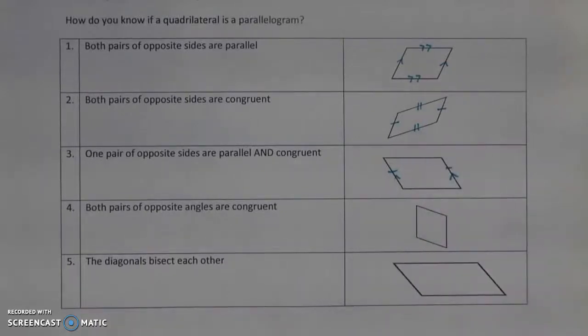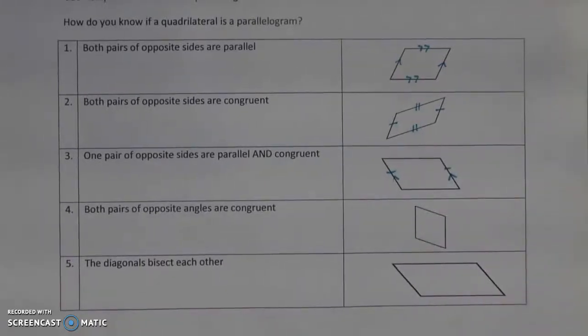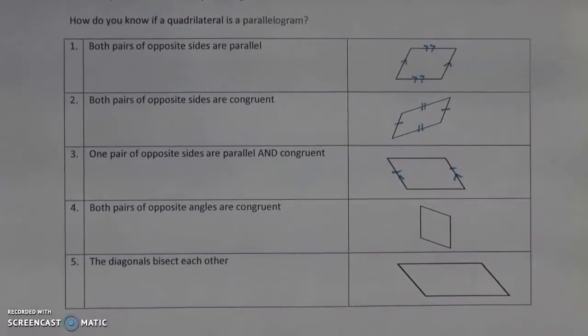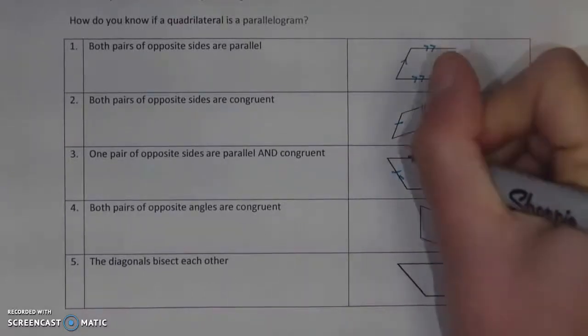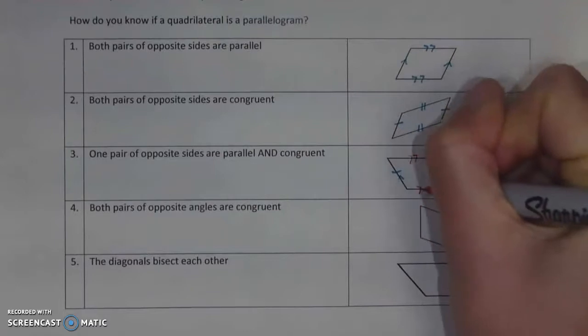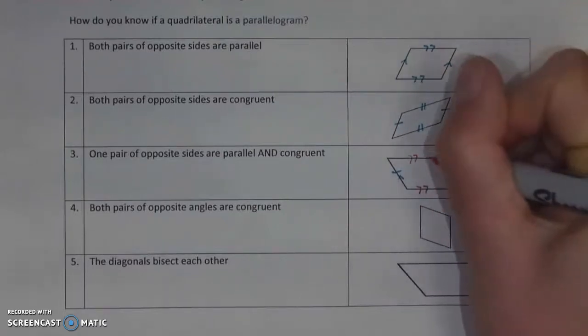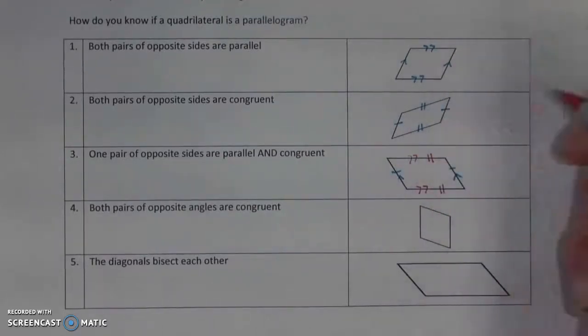But I could have also done it, and I'm just going to do this in a different color so you don't get all the markings confused. I could have also said that for this pair. So I could have said this pair's parallel and it's also congruent.